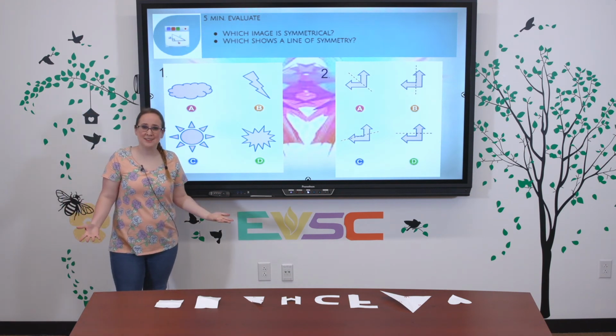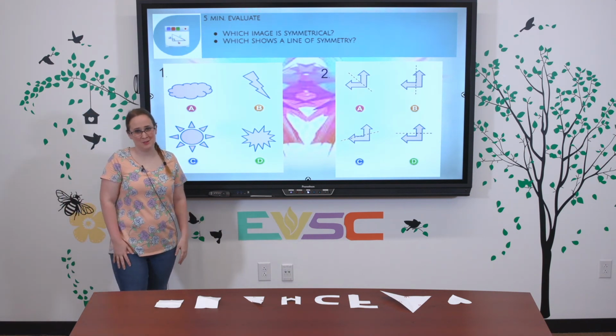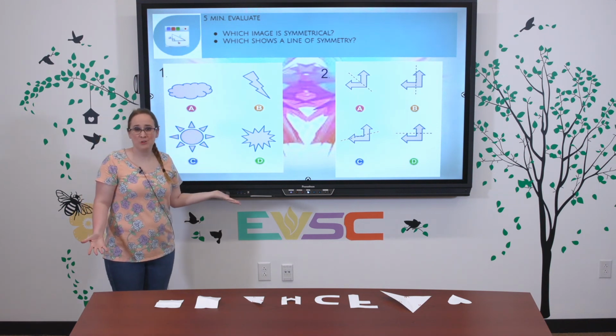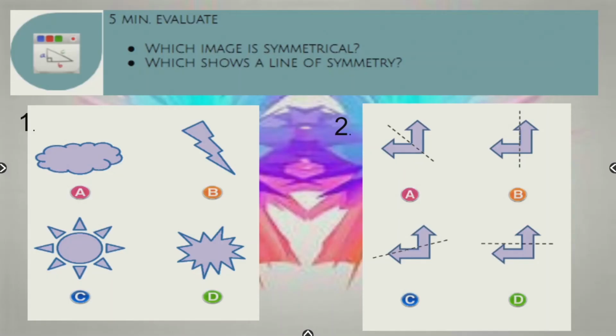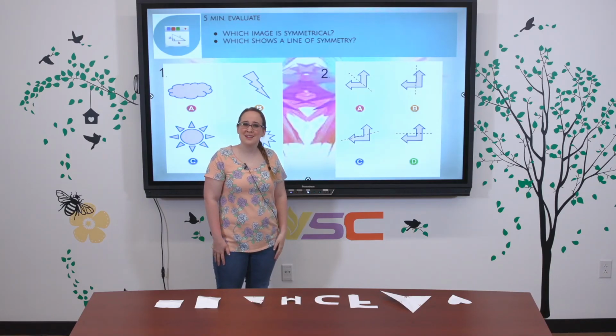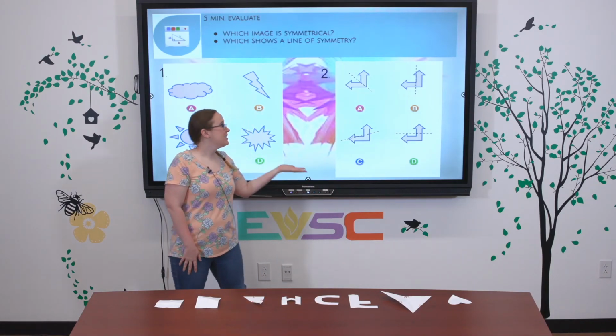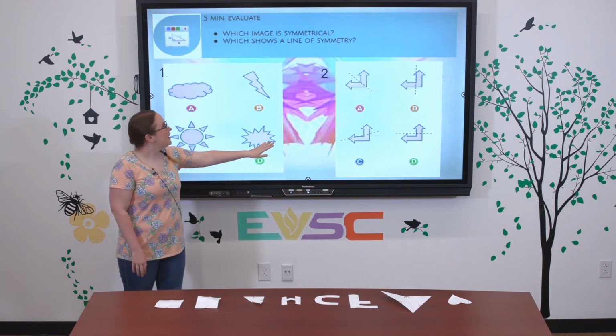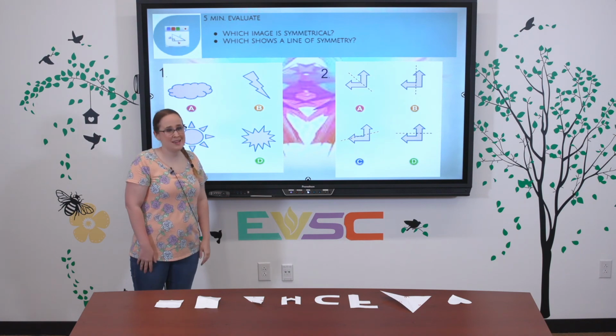Now it's your turn to practice and see if you can find lines of symmetry. On number one, which image is symmetrical? Which image could you draw vertical or horizontal lines through to show symmetry? And number two, which ones of these show a line of symmetry the correct way? So I'm going to give you a minute to think about it. Again, number one, which image shows symmetry? And two, which shows a line of symmetry?